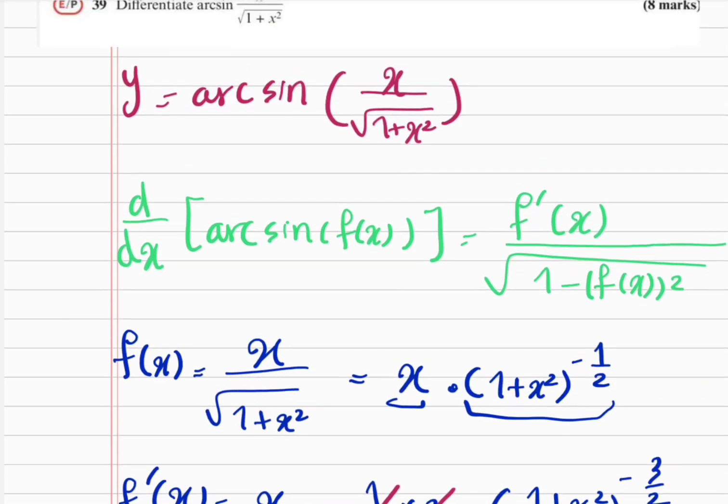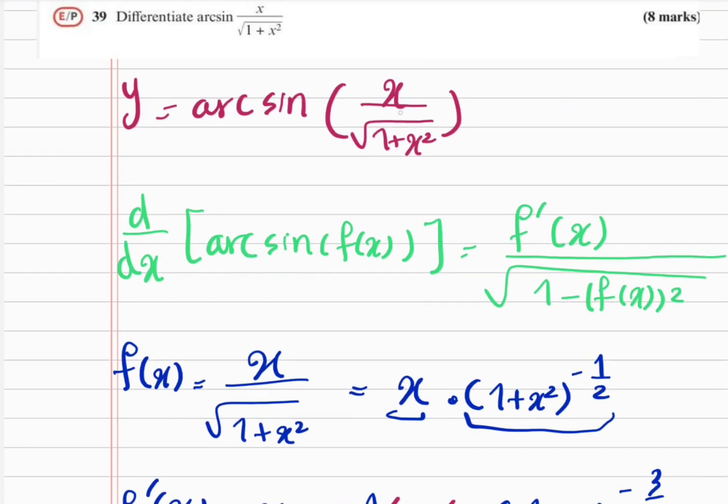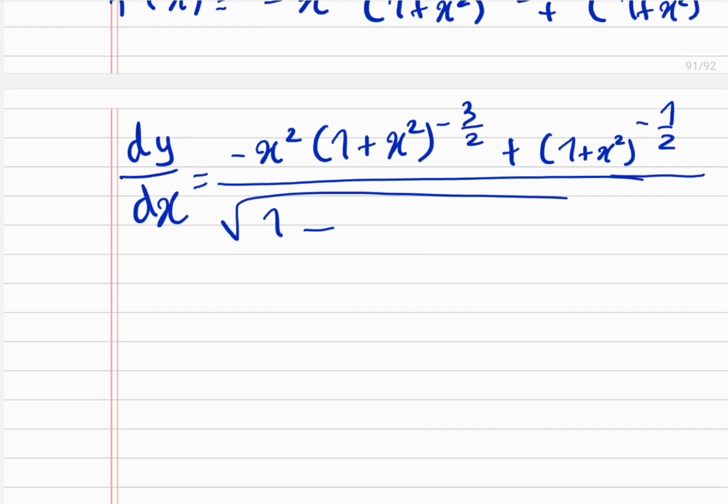So f of x is just x over the square root of 1 plus x squared, and if we square that, it's just x squared over 1 plus x squared. So 1 minus x squared over 1 plus x squared. As you can see, it's not in a very nice form, but that's fine because the question is not about simplifying this and giving it in the nicest form.